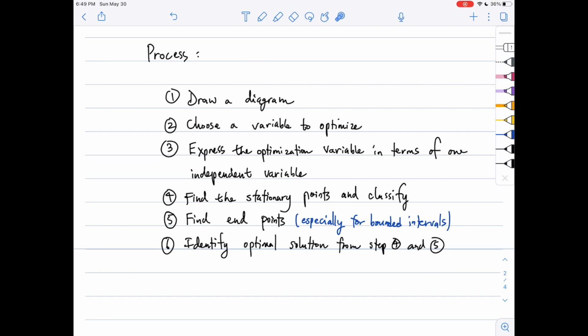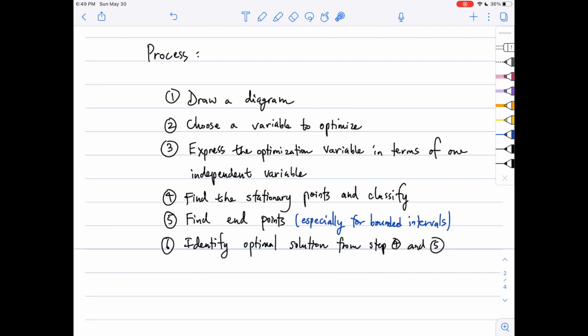The third step, and this is where it starts to get a little bit challenging because there are quite a few steps, is that you have to express the optimization variable in terms of only one independent variable. I'll show you how to do that in just a second with an example. Steps 4 and 5 are kind of connected. Step 4 is to find the stationary points and classify them.